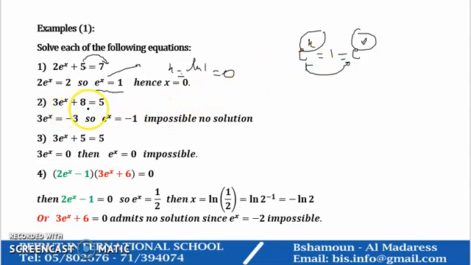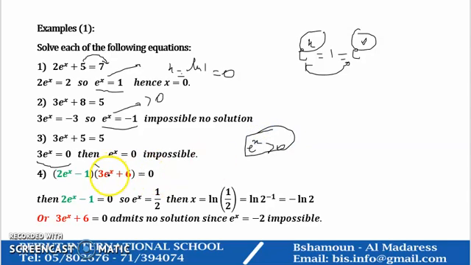Now, if 3e^x + 8 = 5, I can deduce that e^x = -1, which is impossible since e^x is a positive quantity, so no solution here. What about 3e^x + 5 = 5? Here I can deduce that 3e^x = 0. Also, this is impossible. Why is that? Because e^x is strictly greater than 0, it cannot be equal to 0.